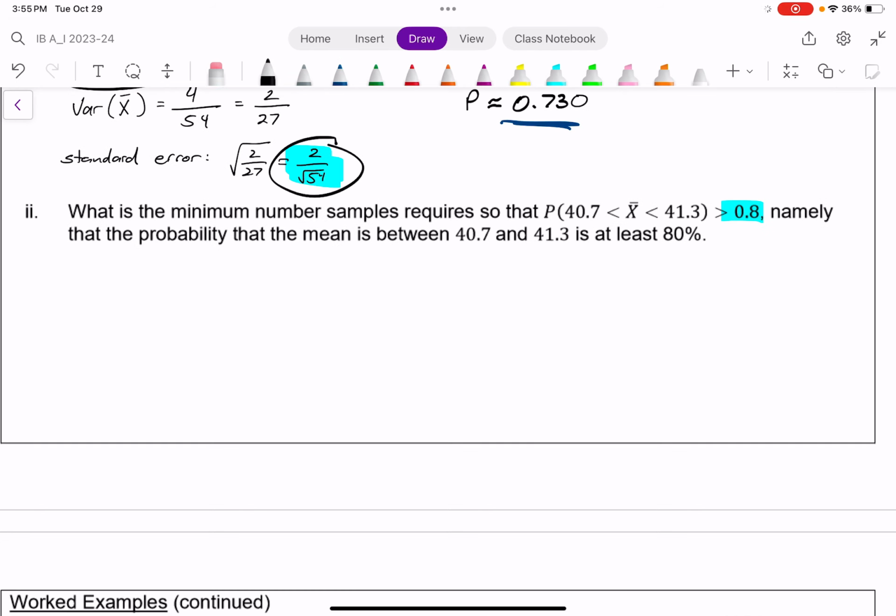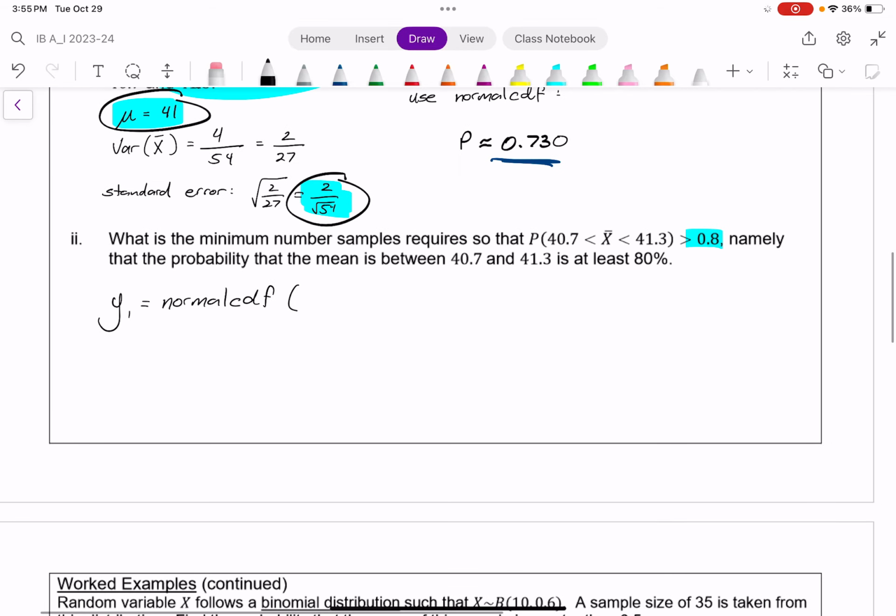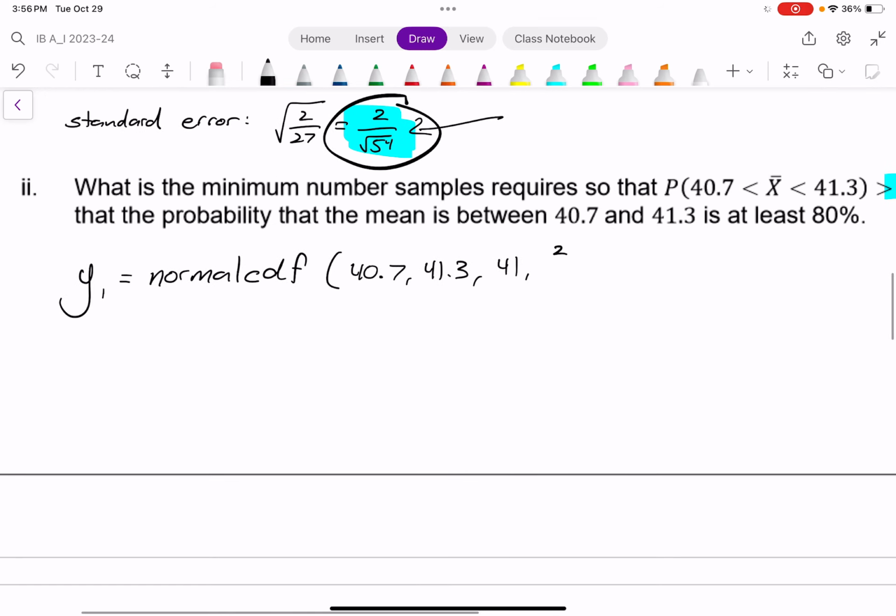So for this, we need to use our GDC to make a graph of our normal cumulative distribution function. I'll make a graph of 2 equations. Y1 will be, again, the normal cumulative distribution function with our lower limit of 40.7, our upper limit of 41.3, our mean of 41, and our standard deviation being almost the same as before, but that was for 54 samples. I'm trying to solve, so n samples. So the standard deviation would be 2 over the square root of n, or if we're using our graphing calculator, probably an x we would put there.